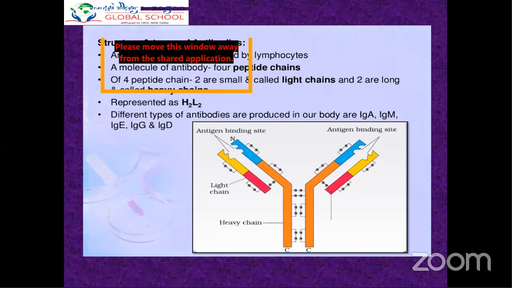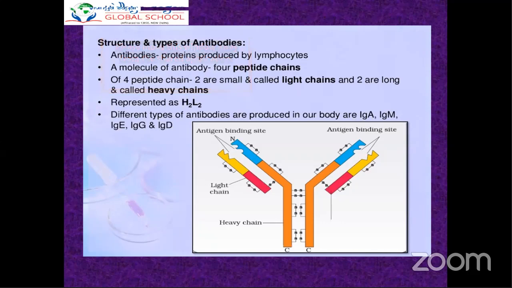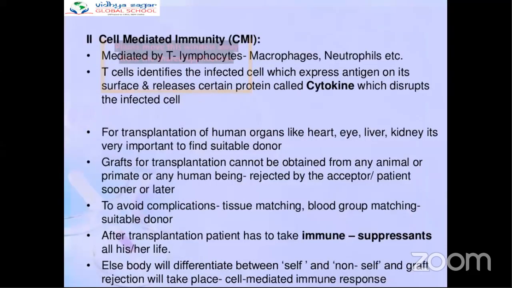What is antigen? Pathogen. Yeah, a foreign substance. You can say foreign substance or pathogen. Is it clear, Vetri? Yes, ma'am. Okay, so acquired antibody mediated immunity is over.